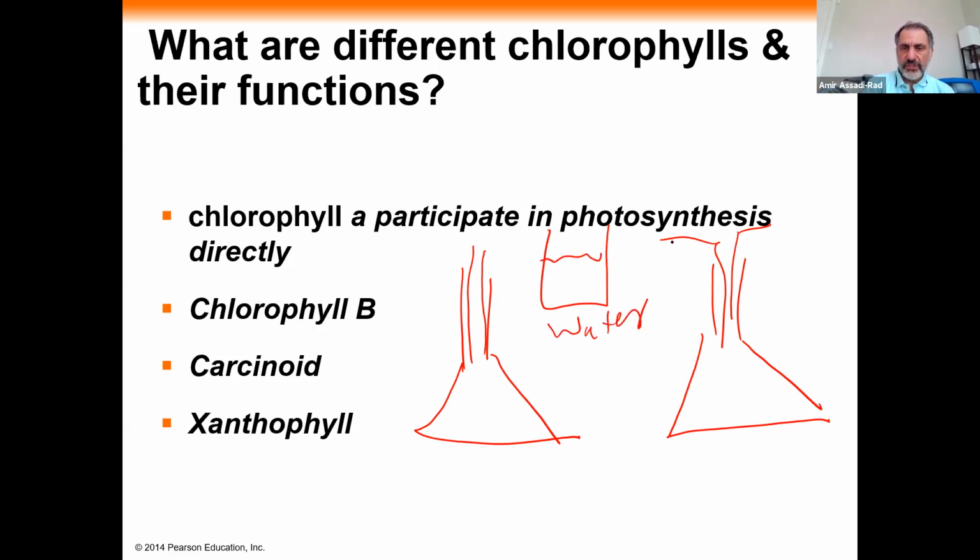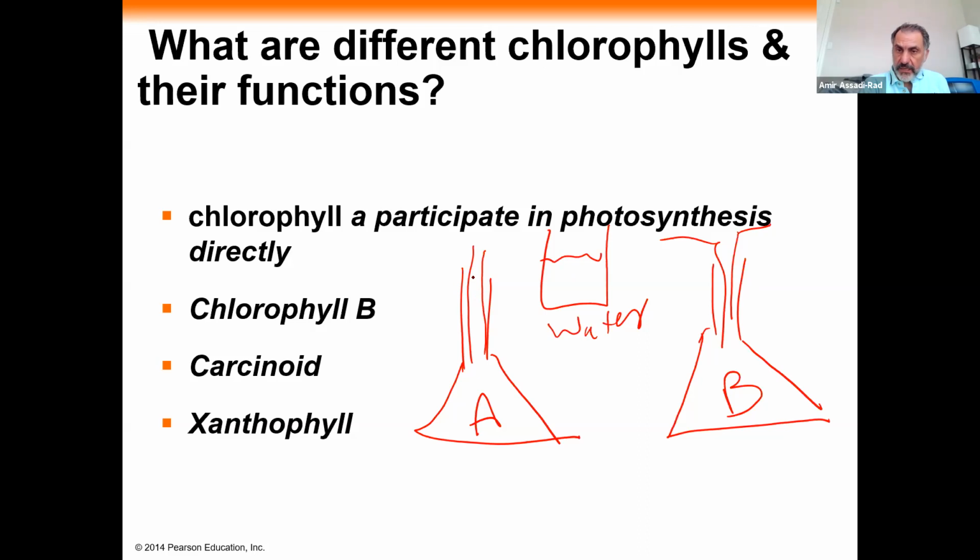Which one of these two is a more efficient way, A or B? It's a no-brainer, but I always ask that in class. Is it more efficient to put the water in container A from this beaker, or container B? Which one do you think is more efficient? This has a funnel, okay? And this has just a tube, a straw.